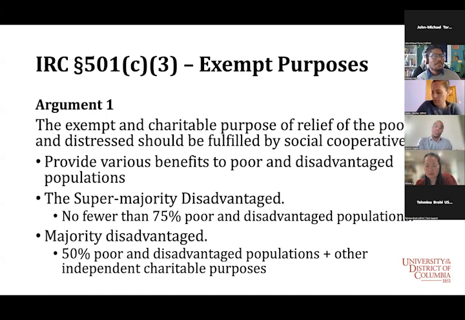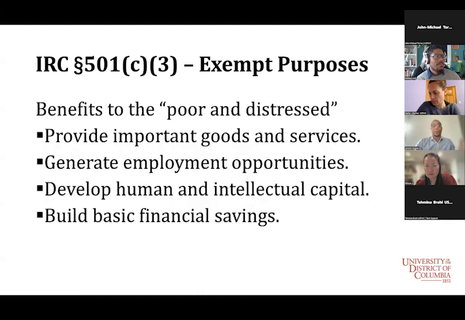Again, starting from this definition that we have no fewer than 75% poor and disadvantaged populations, and that it provides these various benefits to the poor and disadvantaged. And so the cooperative sector is pretty familiar with these benefits, right? Providing important goods and services to our members, generating employment opportunities, developing human and intellectual capital through work, through governing these organizations, and all the things that go along with that. And in addition, building basic financial savings. All of these would be considered part of the benefits to the poor and distressed, and meeting the exempt purpose. So, on its face, we should at least meet the exempt purposes for the social cooperative.